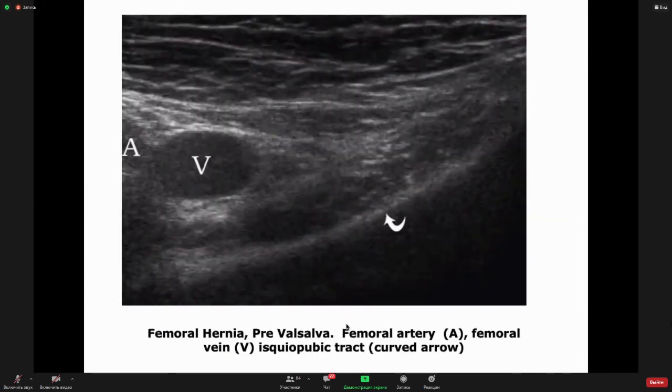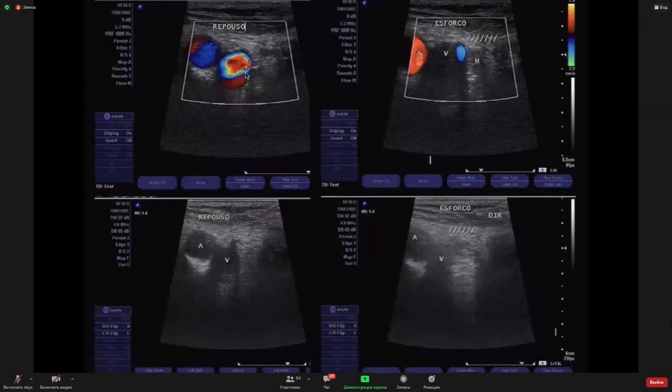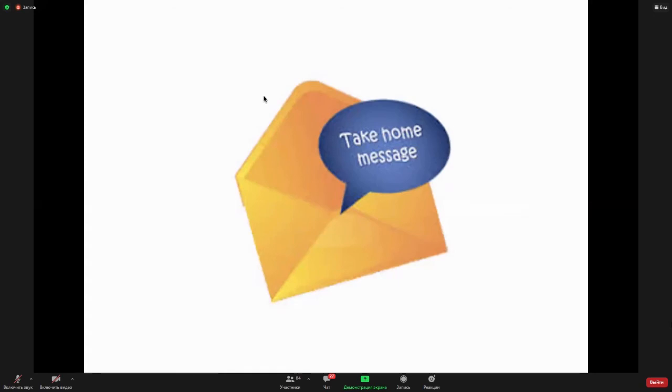The femoral is easily seen. You're going to see a compression of the vein, especially when you have Doppler ultrasound, as I'm going to show you in a while.